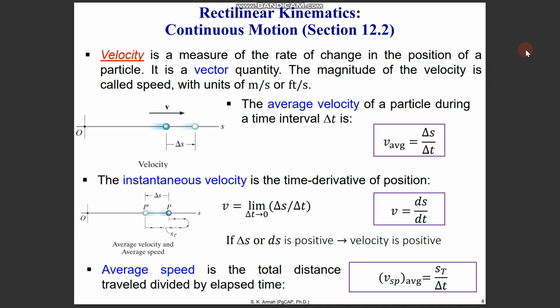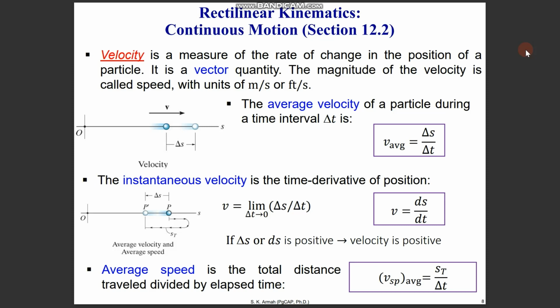Total distance is the sum of all the distances moved by the person. If the person moved from point A to point B, the distance is from A to B. If the person moved from A to B, from B to C, from C to D, and from D back to B, you have to sum all those distances. That gives you the distance. But displacement is the final position of the person minus the initial position.